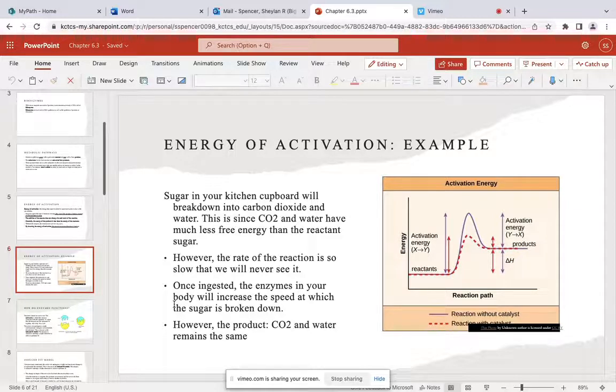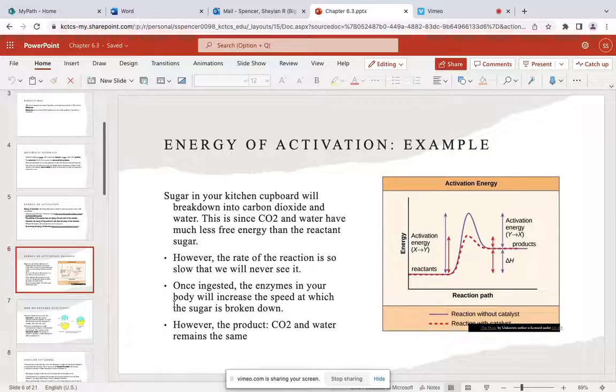So if you just leave sugar laying around, eventually it'll break down into water and CO2. But with the addition of an enzyme like amylase, whenever we ingest sugar, our body is able to utilize it at a much quicker rate rather than just waiting around for it to break down to CO2 and water.